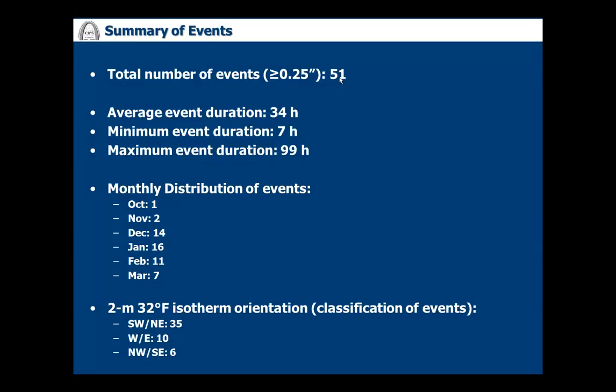To classify some of these events, we use the orientation of the thermal gradient, so analyzing the 2-meter, 32-degree isotherm orientation at the start time of each event gave us 35, which had a southwest to northeast orientation. That was the most common orientation at start time. Others were generally east to west, and then 6 were northwest to southeast. So we obviously wanted to focus on the majority here, and that was this 35.